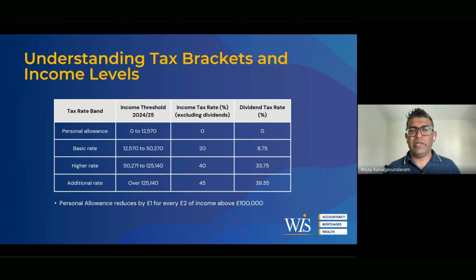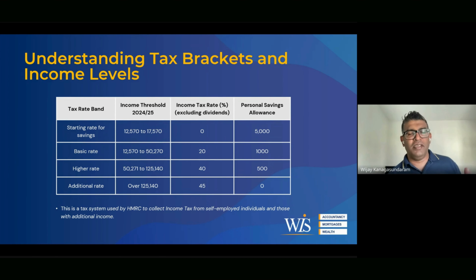And the next thing is the savings. So savings go in line with basic rate, higher rate and additional rate, but the savings have a slightly different allowance. For example, the first 5,000 on savings is tax free. So if somebody earns up to 17,570 solely on savings, they won't pay any tax. But if they earn more than that, obviously they'll fall into those brackets.